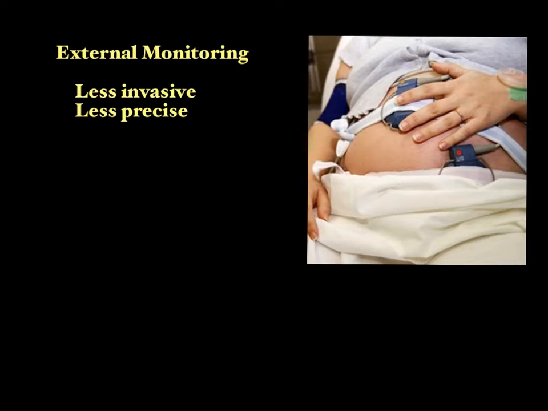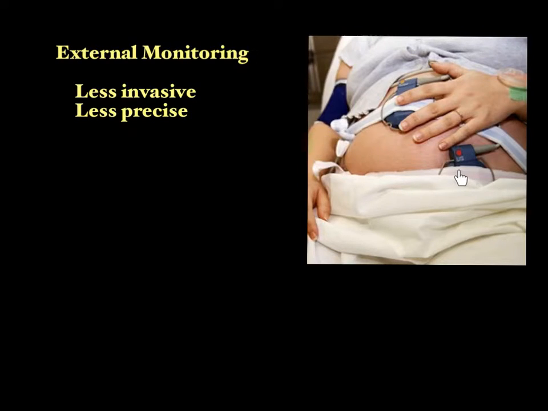And the first thing that we can discuss is the concept of external monitoring versus internal monitoring. And in the picture here, you see the external fetal monitors applied. And let me see if I can point out. This here is the tocodynamometer that measures contractions, uterine contractions externally, and that is an ultrasound transducer, and that measures the fetal heart rate externally through the use of ultrasound technology.